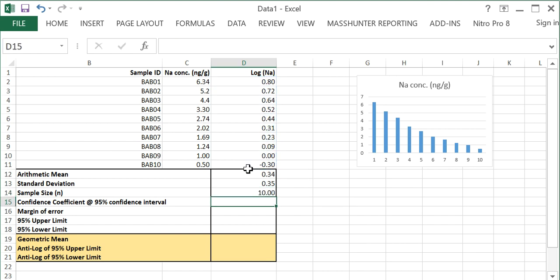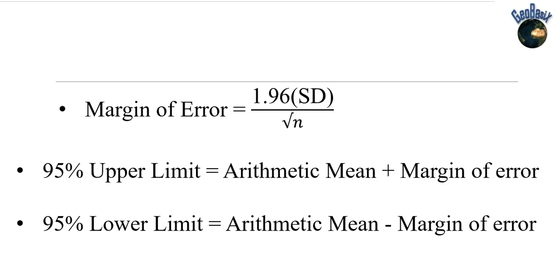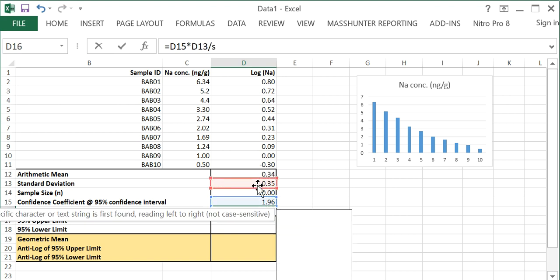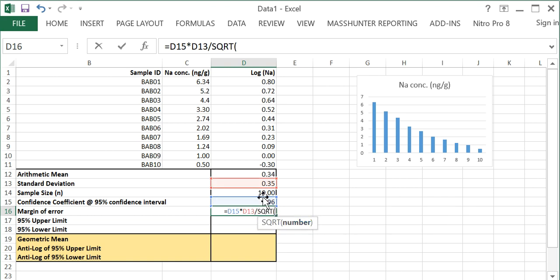The confidence coefficient at 95% confidence interval is a constant value of 1.96. The margin of error is given by the formula 1.96 times the standard deviation divided by the square root of the number of samples. So I have 1.96 times the standard deviation divided by the square root of the number of samples. There we go.